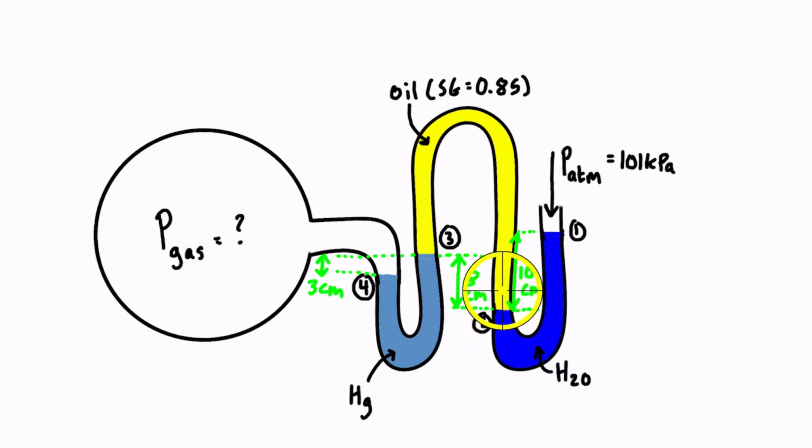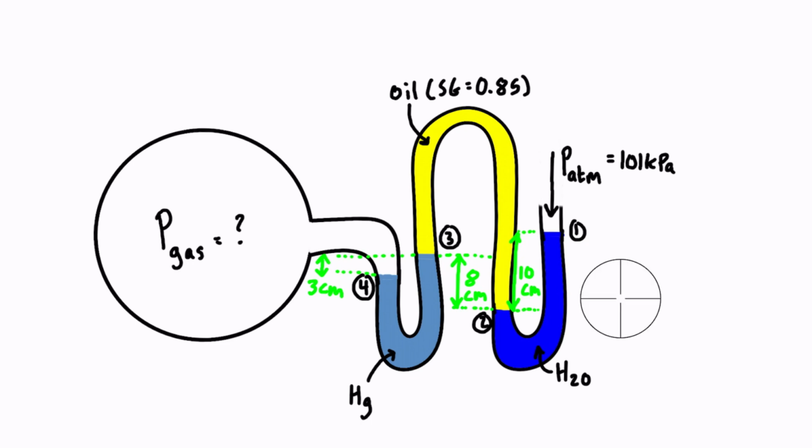The next fluid in our section here is oil with a specific gravity of 0.85. And then we've got mercury, and then the pressure of the gas pushing down on the mercury. We've got a 3 centimeter difference in the column fluid of mercury. There's an 8 centimeter difference between this surface and this surface in the oil. And from this surface to this surface in the water, there's a 10 centimeter height difference.